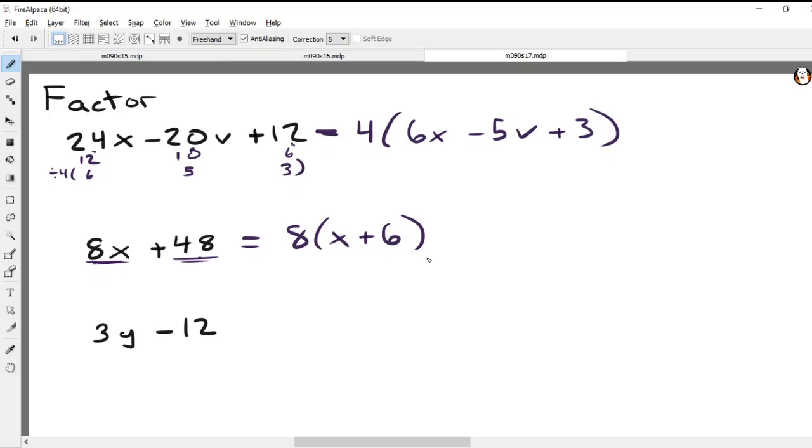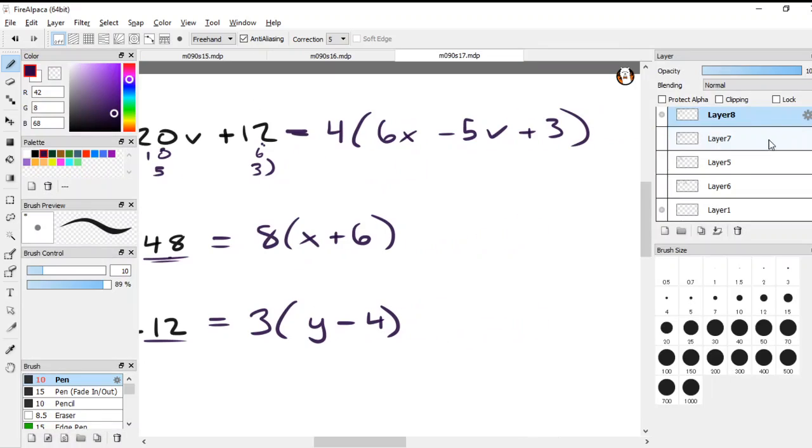6. That's our factorization. And this third one, 3y minus 12, well, both my first term and my second term are divisible by 3. So 3 times the quantity, y minus 4. There's 3 factorizations. Time for the next round of problems.